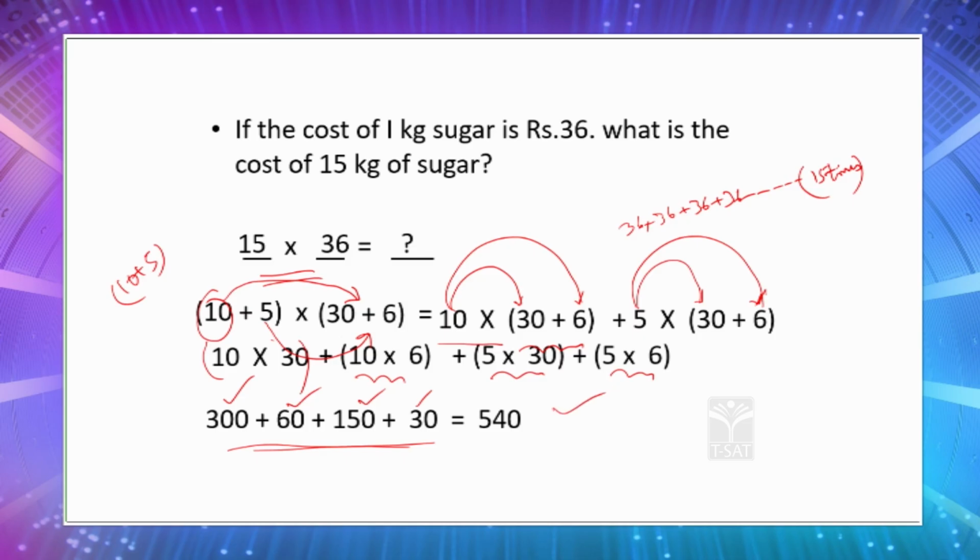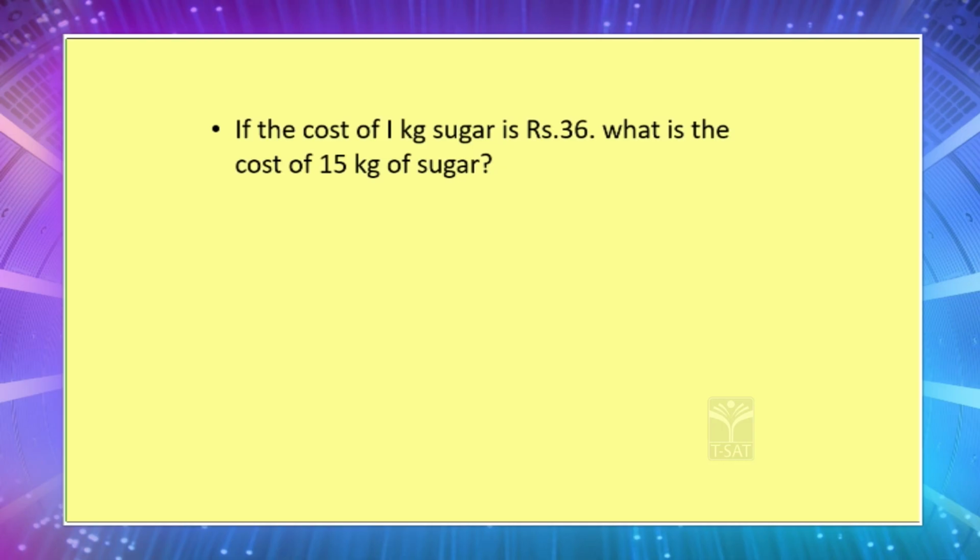So, we move to the standard method. Next, we will see on the screen: if the cost of 1 kg of sugar is 36 rupees, what is the cost of 15 kg of sugar? We have already solved the problem using place values and the multiplication process. Now we are moving to the standardized method.